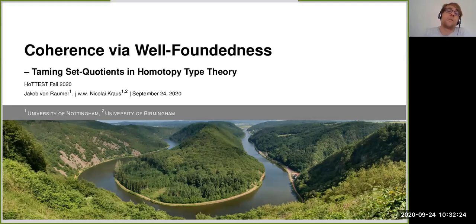So the title of this talk is Coherence via Well-Foundedness. It's about a phenomenon, or about a strategy, to tackle some coherence issues that arise from certain constructions in homotopy type theory, especially when dealing with set quotients. And it's joint work with Nicolai Kraus, who at the time was still at the University of Birmingham and has now moved back to the University of Nottingham.